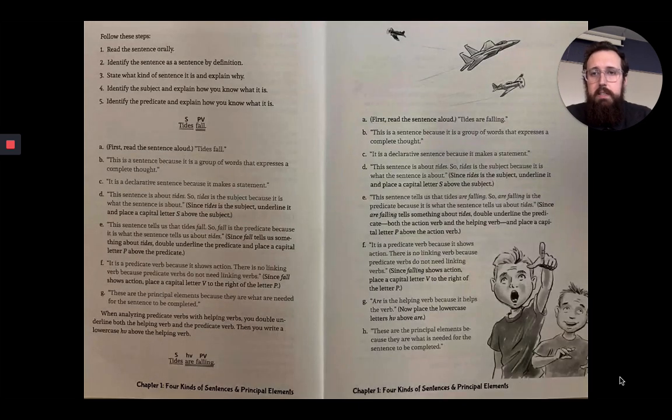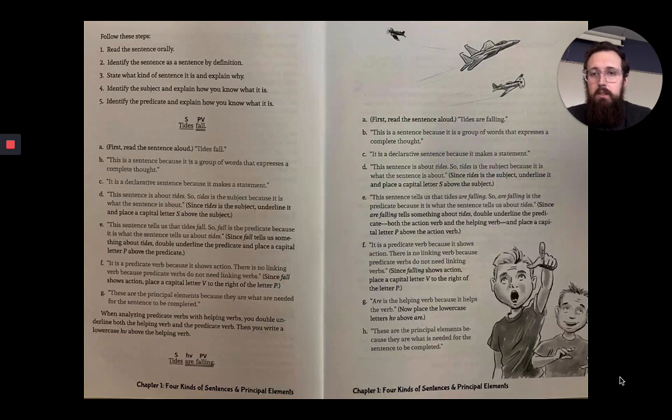So we follow these steps. We read out the sentence orally. We identify the sentence by definition, state what kind of sentence it is, and explain why, and identify the subject and explain how you know what it is, and then identify the predicate and explain how you know what it is. So first we read the sentence. So read it with me.